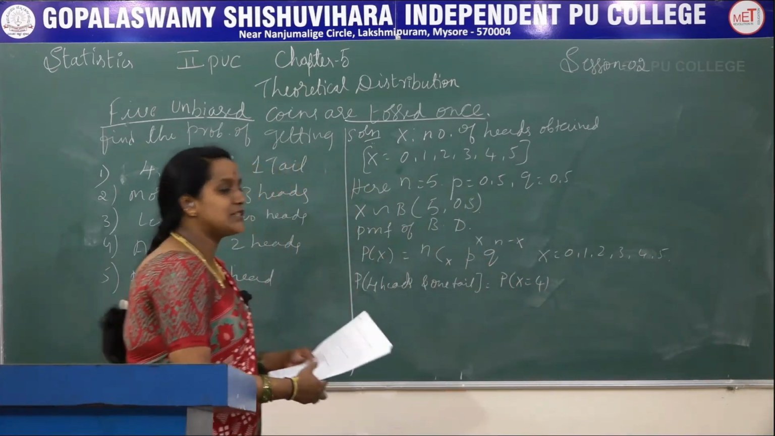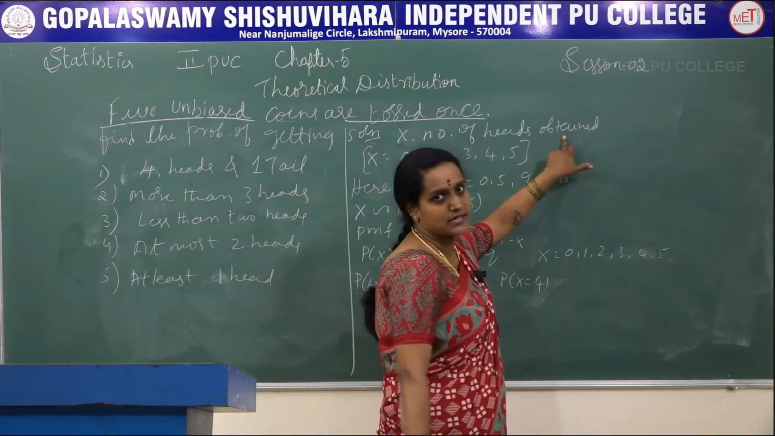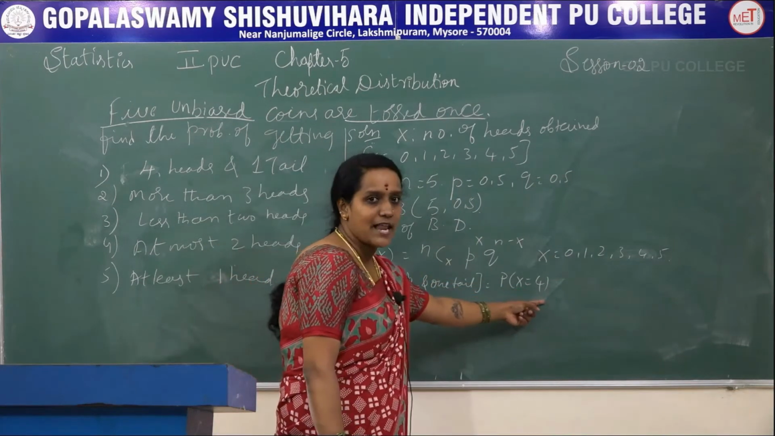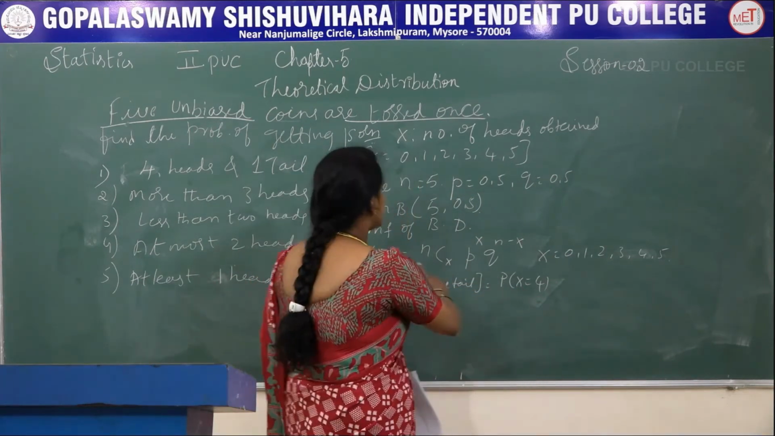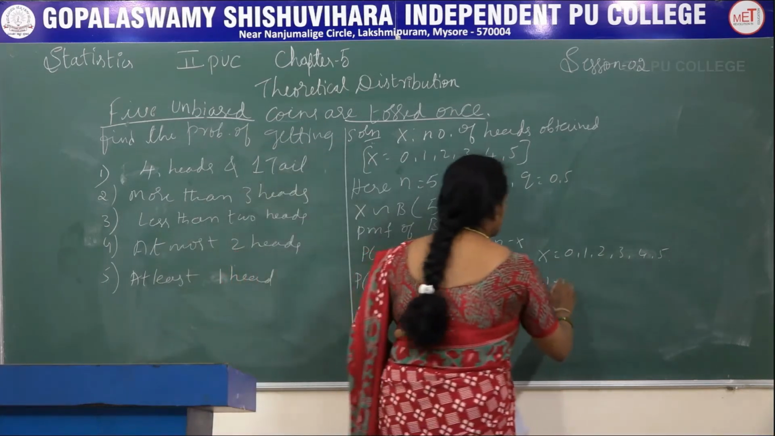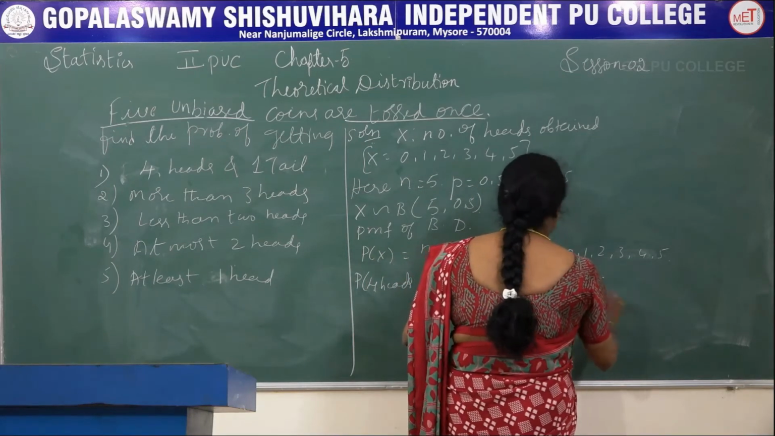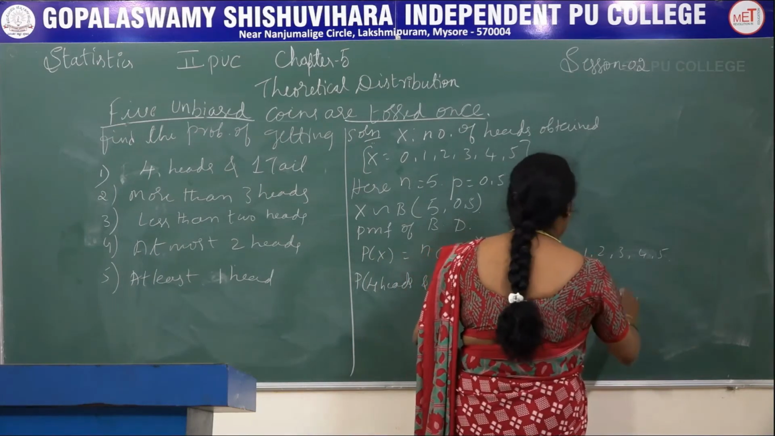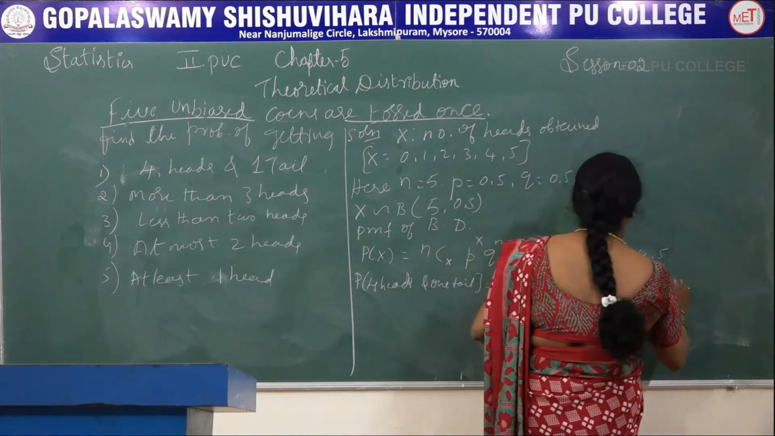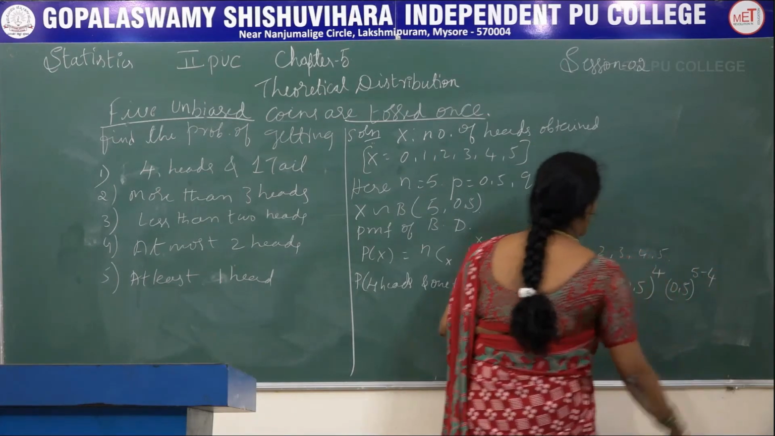Why P of x equals 4? Here x is the number of heads obtained, and the number of heads is 4. So substitute x equals 4 in the PMF. It is nCx, n is equal to 5, C, x equals 4, p is 0.5 power 4, q is 0.5, power n minus x, 5 minus 4.